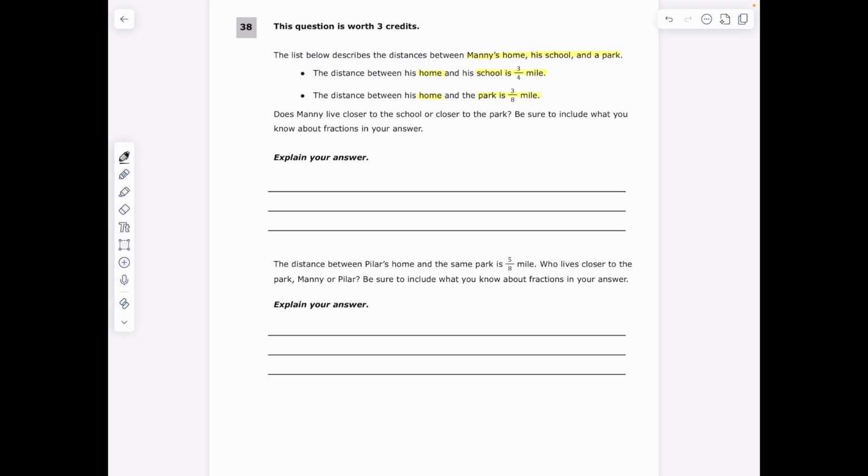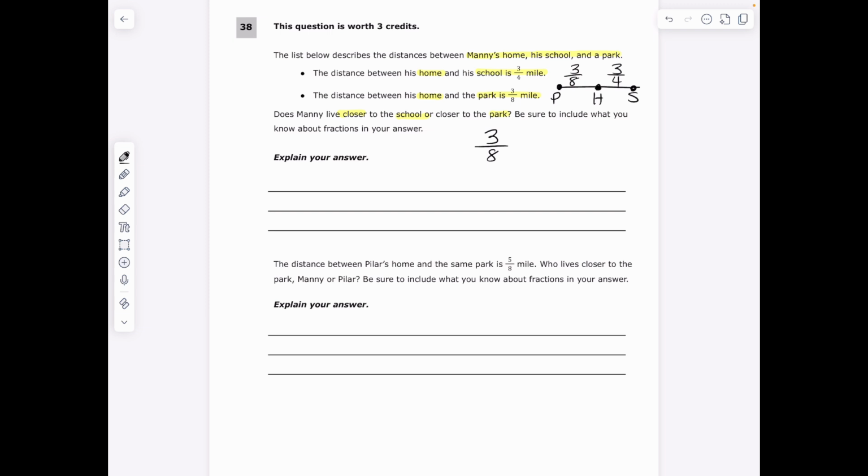So I'm kind of going to imagine it like, here's his house, here's school, here's the park. From his house to the park is 3/8. So the first part says, does he live closer to the school or to the park? So the shorter the distance, the closer he is. So I need to compare these 2 fractions. So let's compare them.